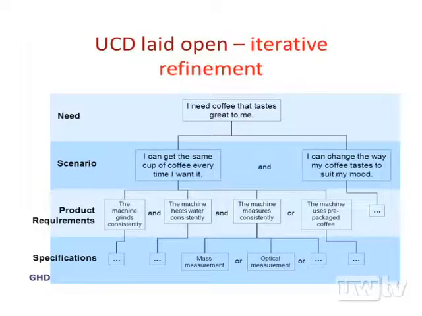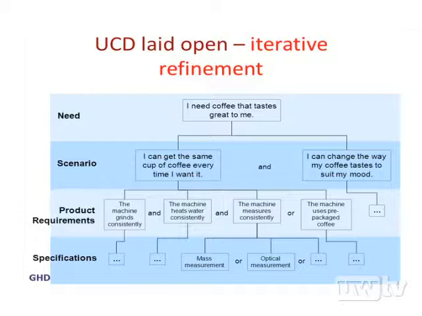Okay, so to go back to our coffee example, this is how it would map out. The need is, I need coffee that tastes great to me. Scenario one is, I want to be able to get the same cup of coffee every time. And the other scenario is that I can change it to suit my mood. So for the first one, let's use that as an example.